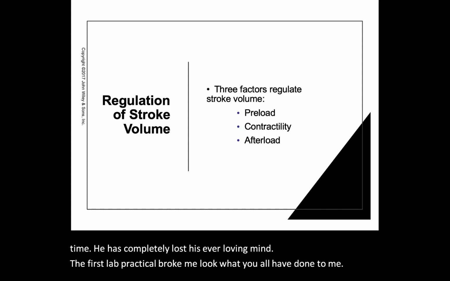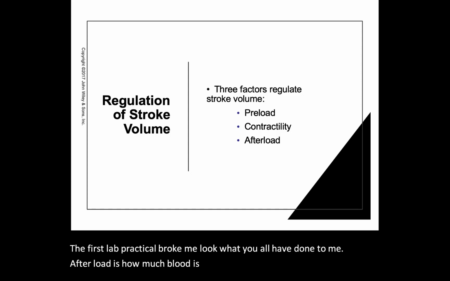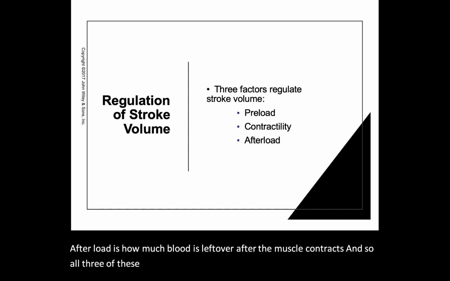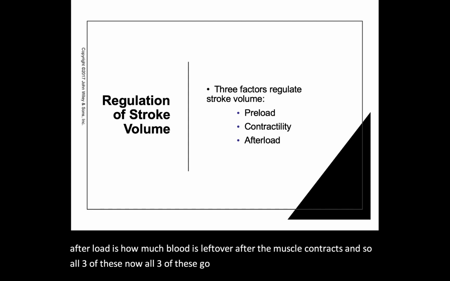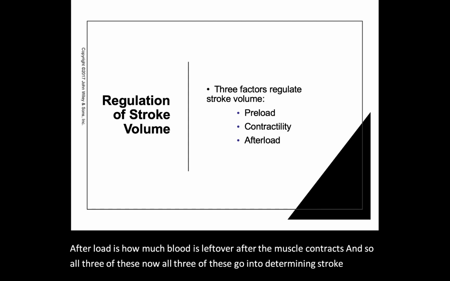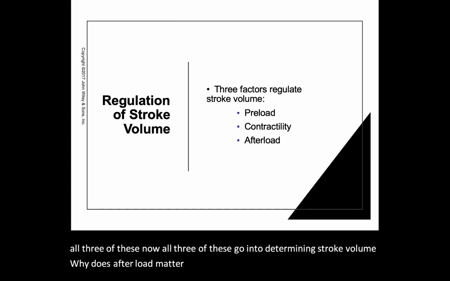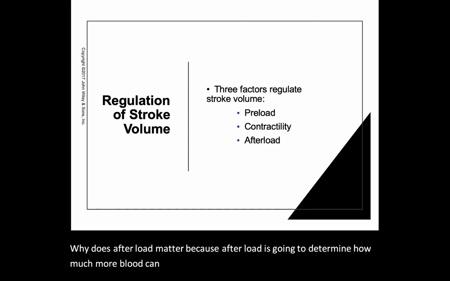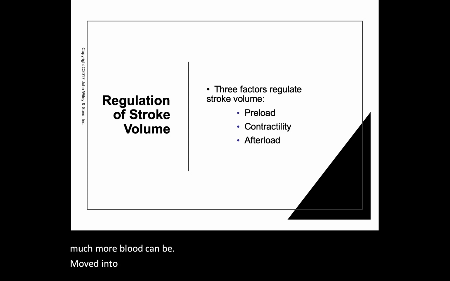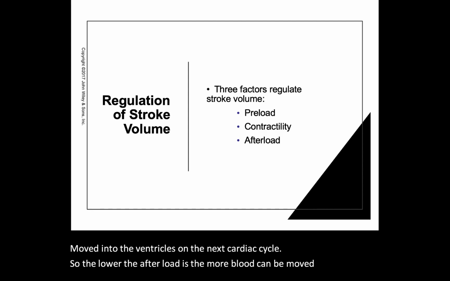Afterload is how much blood is left over after the muscle contracts. And so all three of these go into determining stroke volume. Why does afterload matter? Because afterload is going to determine how much more blood can be moved into the ventricles on the next cardiac cycle. So the lower the afterload is, the more blood can be moved from the atria to the ventricles.